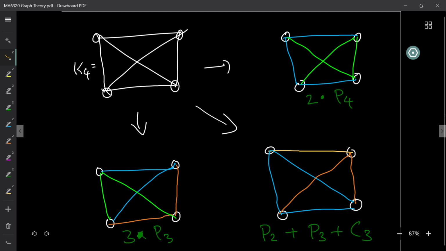Now, this decomposition can be quite challenging in some cases. One thing you can try to think of is one of the classic questions in design theory: when is it possible to decompose the complete graph on n vertices into copies of 3-cycles, triangles? A triangle is basically the complete graph on 3 vertices, or the cycle on 3 vertices. Something like this is the triangle.